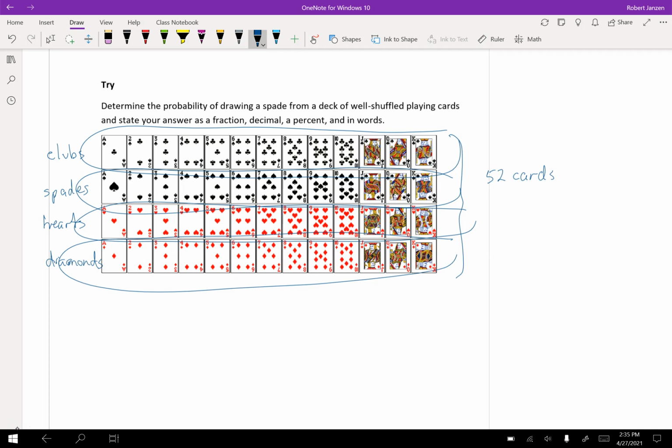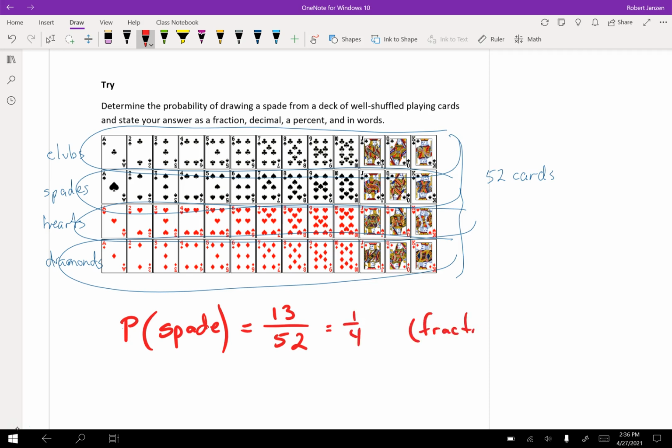So the question says, what is the probability of drawing a spade? So let's write that. The probability of a spade is going to be the number of favorable, or the number of spades, there are 13 of them, out of the number of total possible. There are 52 cards. Okay? It says to state it as a fraction. By the way, you could reduce that. It's 1 out of 4. Okay, so let's just write fraction.